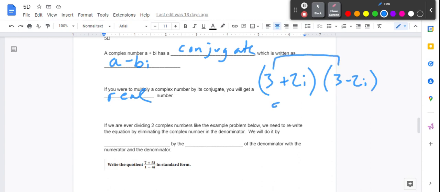Okay, so 3 times 3 is 9. 3 times negative 2i is negative 6i. 2i times 3 is positive 6i. And then 2i times negative 2i is going to be negative 4i squared.